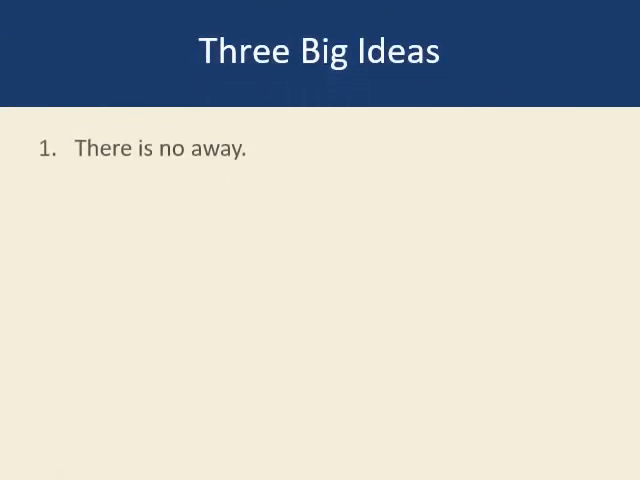These are the three big ideas for this chapter. So the first big idea is there is no away. According to the law of conservation of matter, no atoms are created or destroyed whenever matter undergoes a physical or chemical change. Thus, we cannot do away with matter. We can only change it from one physical state or chemical form to another.